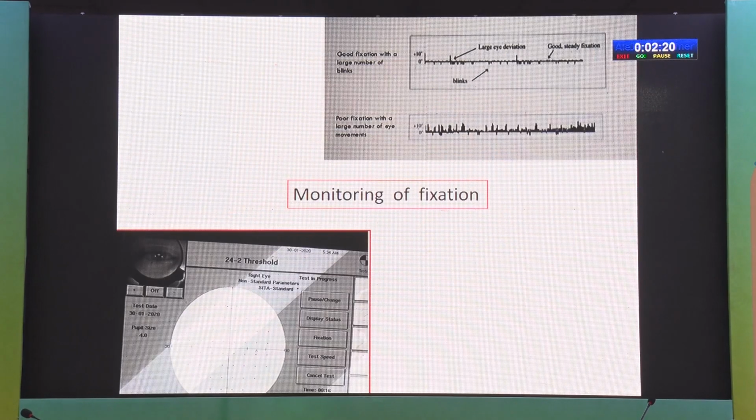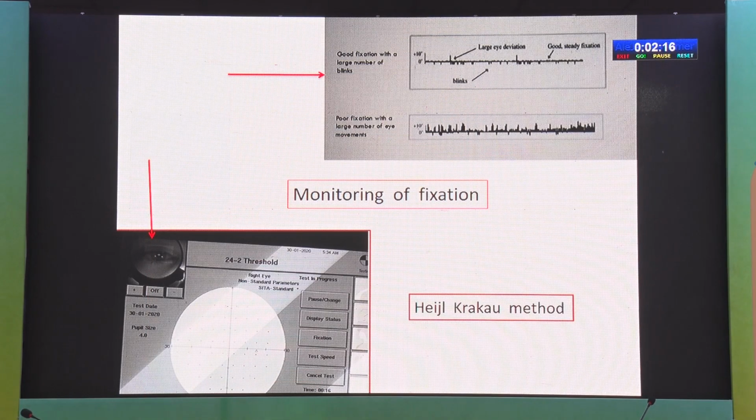All the time you have to keep on monitoring the fixation, either with video monitoring or the gaze tracker, and then the machine is doing it by itself by the Heijl-Krakau method, wherein it is projecting a few of the stimuli to the blind spot and the patient should not be able to see them.